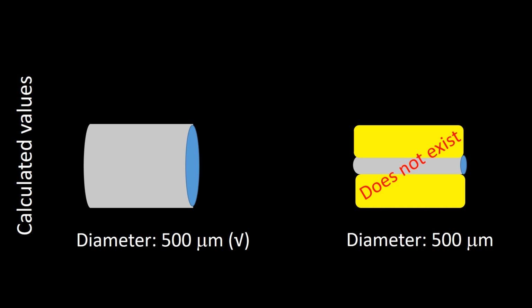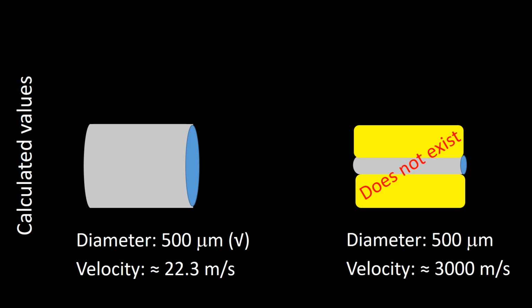In this new frame, I have represented a 500 micrometer unmyelinated axon and a 500 micrometer myelinated axon. Myelinated axons of 500 micrometers do not exist, but I am using it for comparison. The unmyelinated axon's calculated conduction will be 22.3 meters per second. The conduction of a myelinated fiber with an equal diameter will be 3000 meters per second.